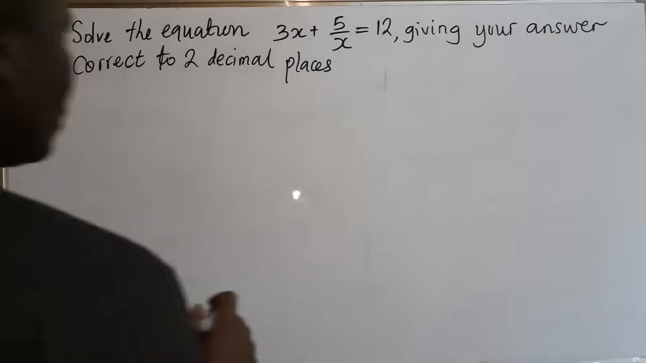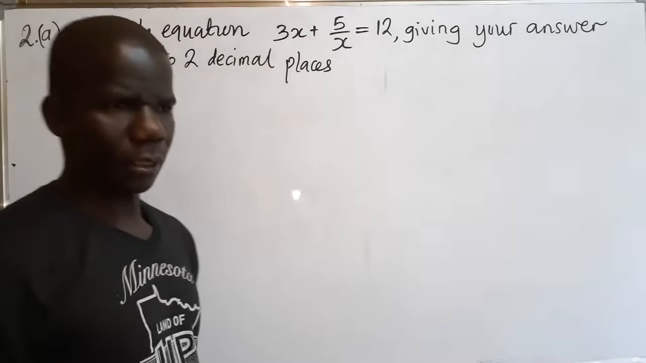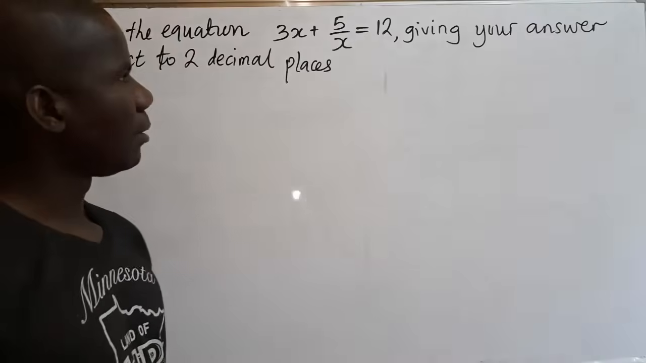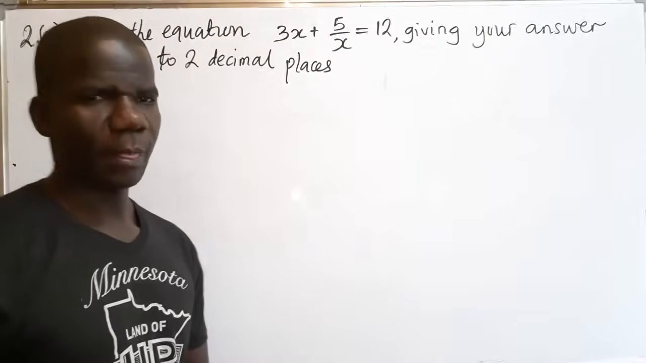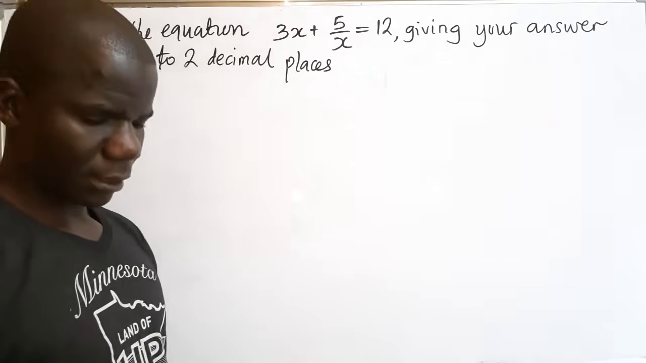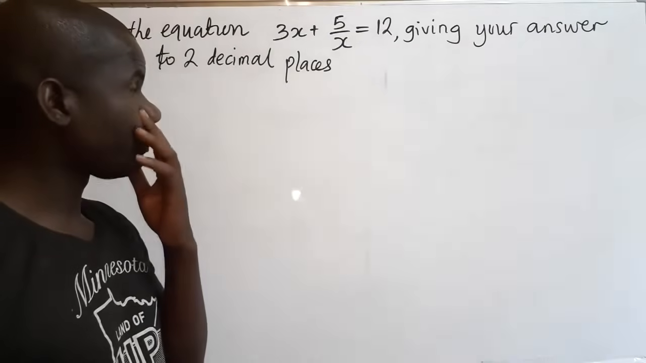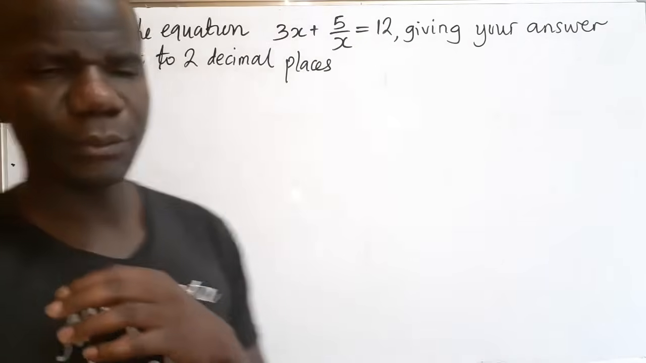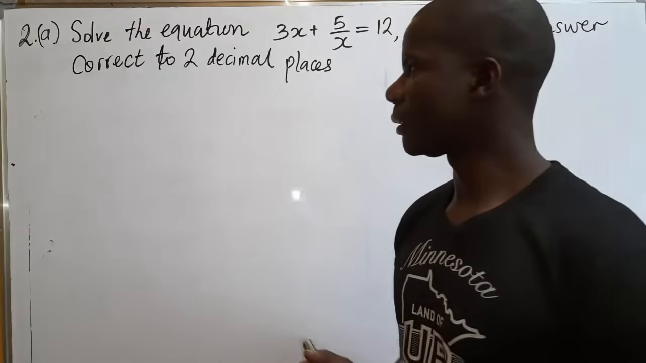Okay, so let's look at question 2a. This is question 2a. All right, we'll be coming to B shortly. So question 2a, it's a quadratic equation. What are we supposed to do in order to determine the values of x? Okay, so when you look at this equation, it has got a fraction. So the first thing that we're supposed to do is to get rid of the fraction.